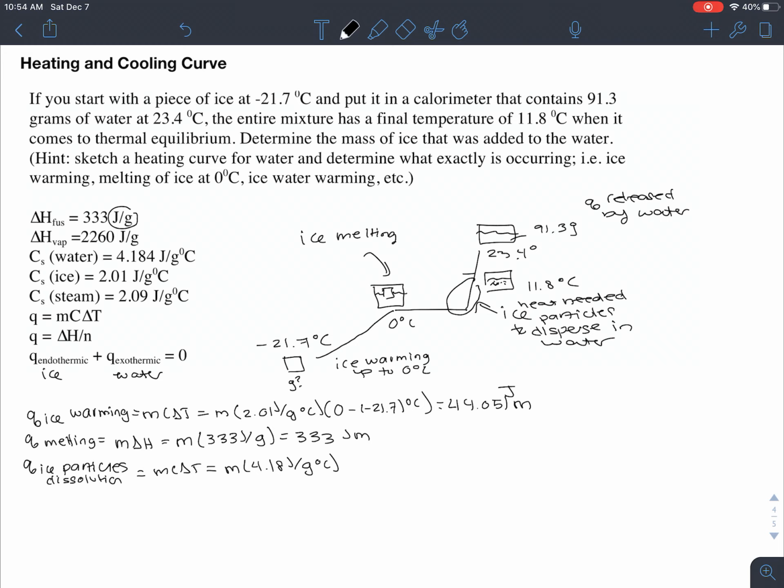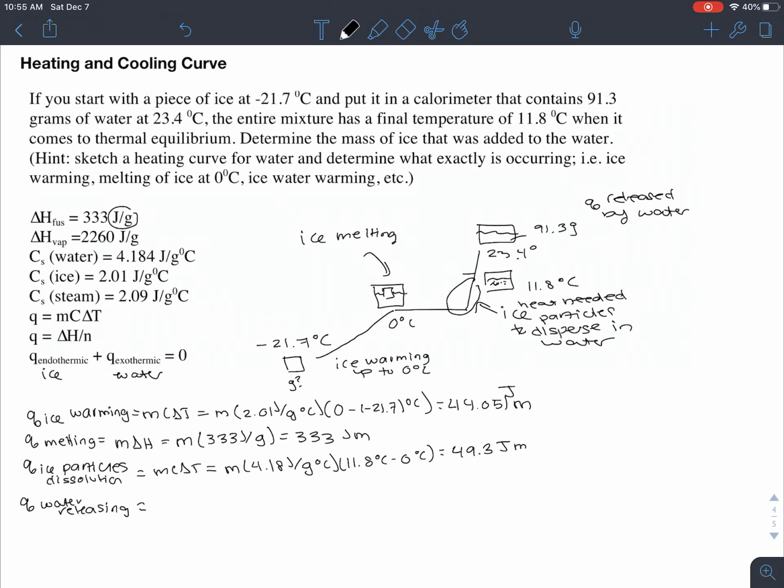So then you have the mass of the ice that you don't know, the specific heat, and you have 11.8 degrees Celsius minus 0 degrees Celsius. Now, that all comes out to 49.3 M joules. Alrighty, then I have my water releasing.